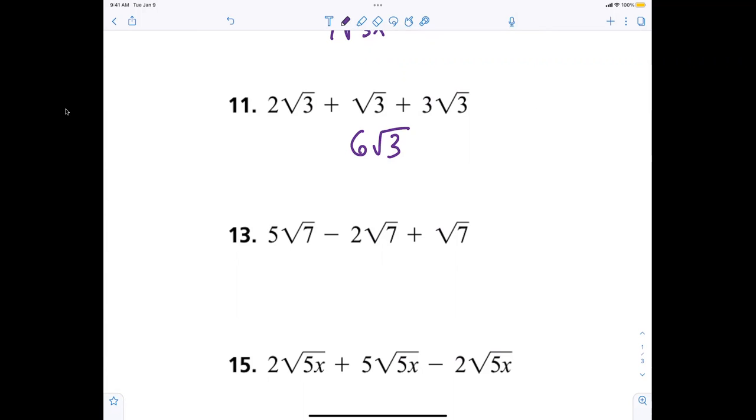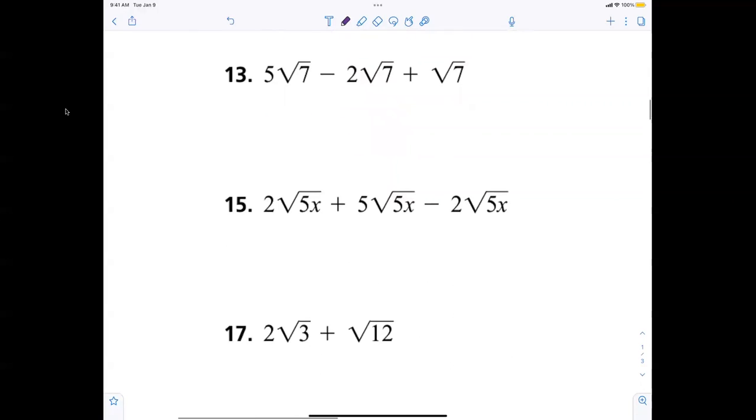I added the numbers. Oh, I see what you're saying. 2 plus 3 is not 6. But there's a 1 in front. All right? There's a 1. Now, those of you guys who ask me how I got 6, I want you to try to figure out how I got 6. All right? Because it's the same thing when I said 2x plus x, same exact properties.